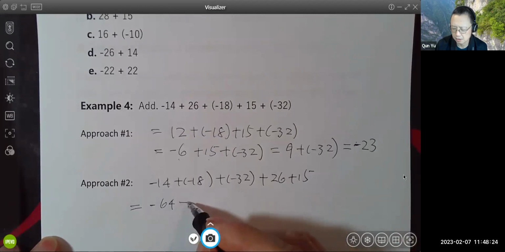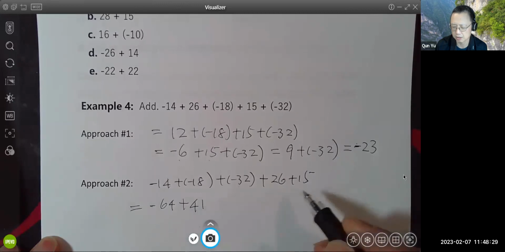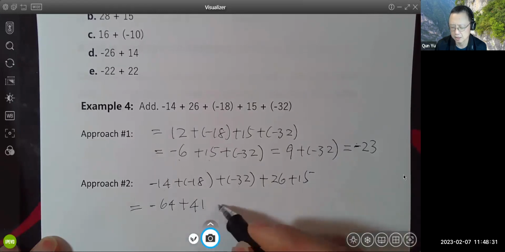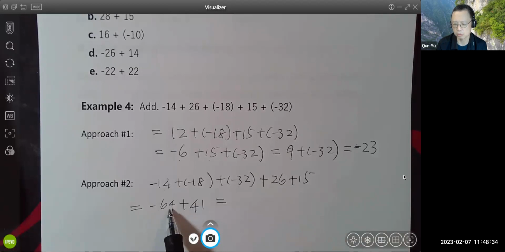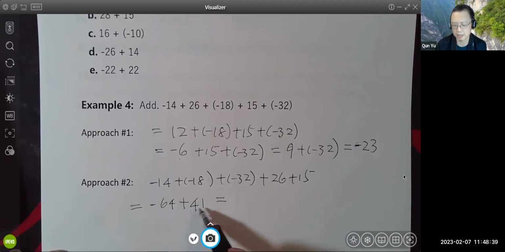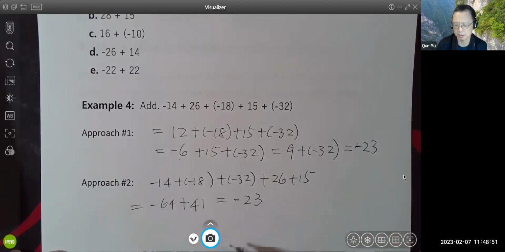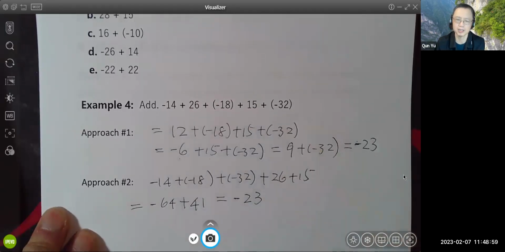Then plus, these two added together is 41. So positive plus positive, still positive, right? Now, these two are opposite and 41 is smaller in magnitude. So 41 gets canceled. You get the difference between 64 and 41, which is 23. Leftover is 23, and it is from the negative number. So negative 23. So we get the exact same answer. It's supposed to be the same answer, right? It's the same question.